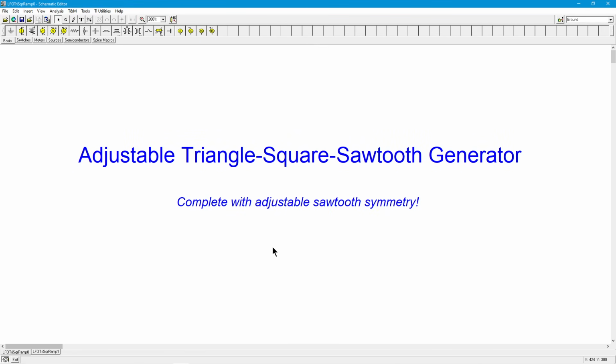All right, let's dive into this. What we're going to look at is a little circuit, not too complicated as it turns out, that can produce triangle waves, square waves, and sawtooth waves, and you get to control, you could either call it the duty cycle of the square pulse or the symmetry of the sawtooth.